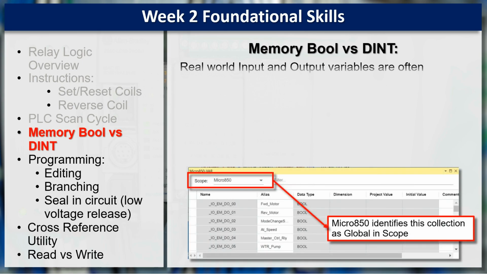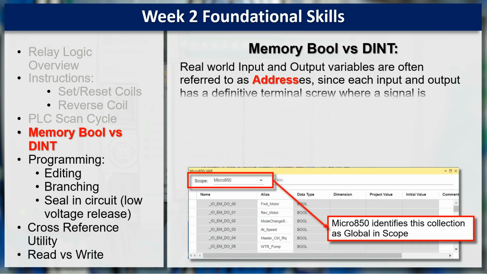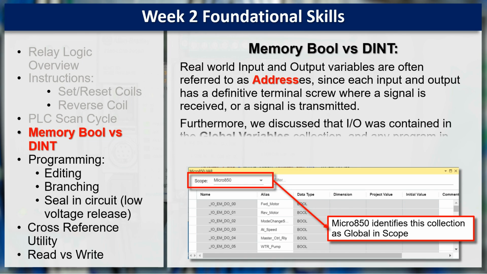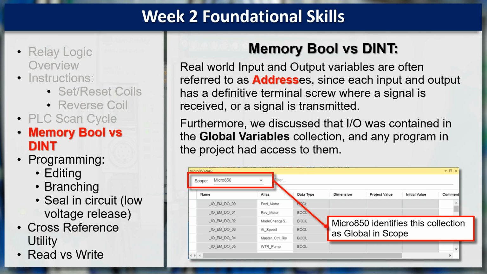To begin with, we looked at real-world inputs and outputs, and found that real-world input and output variables are often referred to as addresses, since each input and output has a definitive terminal screw where a signal is received or a signal is transmitted. Furthermore, we discussed that I/O was contained in the global variables collection, and that any program in the project has access to them.